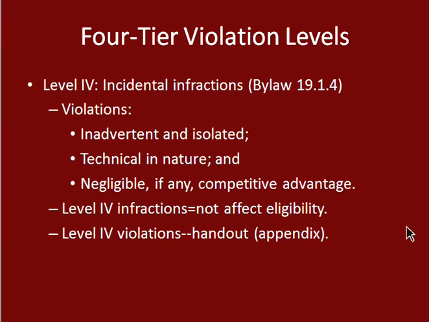And finally, Level 4, incidental infractions under Bylaw 1914. Those are inadvertent and isolated, technical in nature, and have very little competitive advantage. These are going to be the technical paperwork violations, and these Level 4 violations are going to be processed at the conference level. Essentially, Level 4 violations do not affect eligibility generally, and we have included in the appendix to the webinar handout a document prepared by the enforcement staff. The enforcement staff has listed what they believe to be Level 4 violations, which will be processed through the conference office.